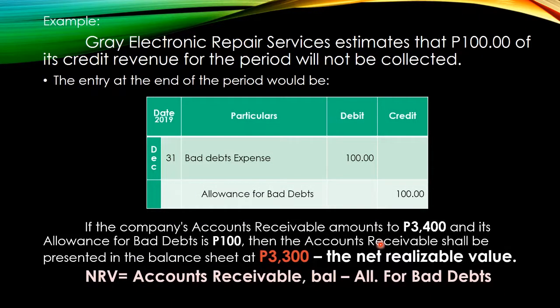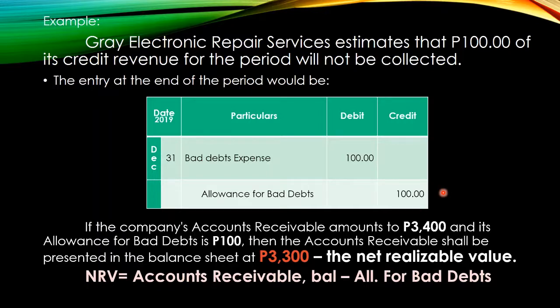So we compute the net realizable value. If the problem is asking the net realizable value, that is just the amount of accounts receivable minus the allowance for bad debts. As I've mentioned before, allowance for bad debts is a contra asset, meaning a deduction of a particular asset, specifically accounts receivable. That is to adjust our accounts receivable to the uncollectible portion of it, di ba?